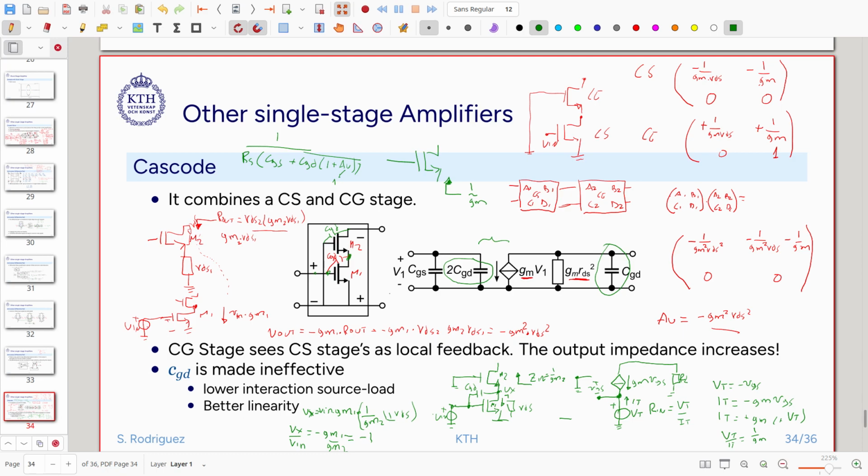So very interesting. It increases the gain. It reduces the interaction from the input to the output, and it reduces also the Miller capacitance at the input. So the cascode is a very powerful stage that we will be using in analog design.